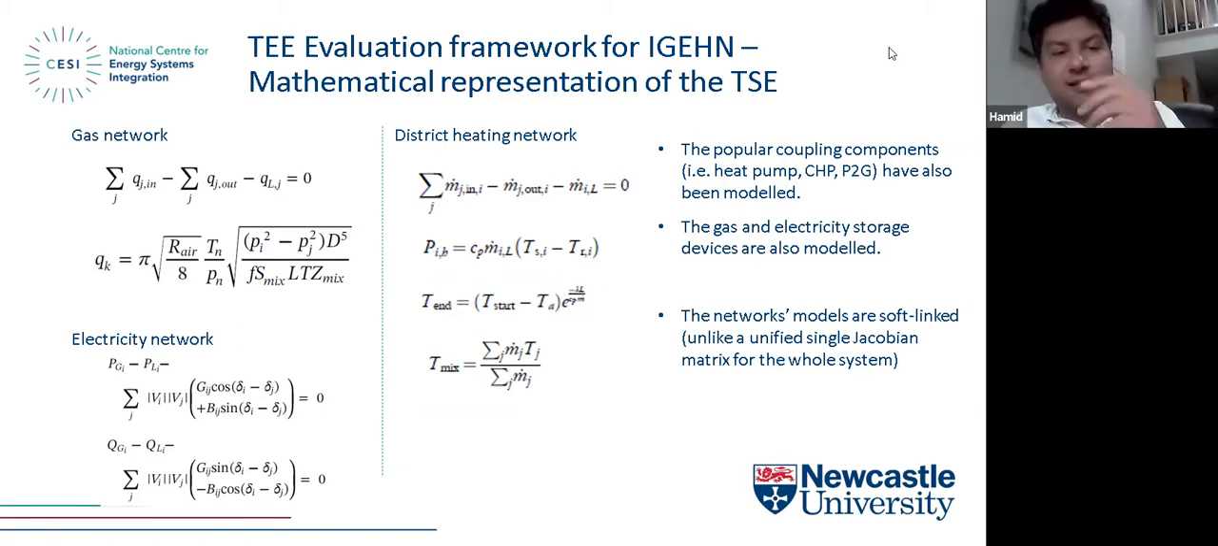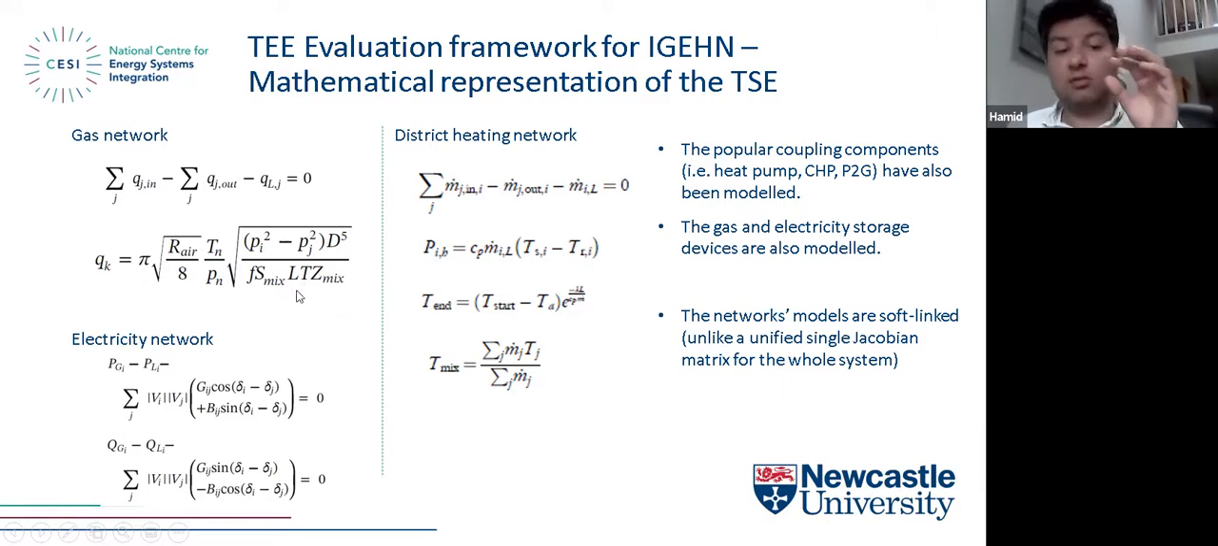So for the gas network, we consider the balance of gas flow in every node of the network. Also, for the flow of the branches, we consider the pressures at two ends, the diameter and the length of the pipe, as well as the temperature of the gas, the friction factor, the relative density, and the compressibility factor, which is about the mixture of the gas.